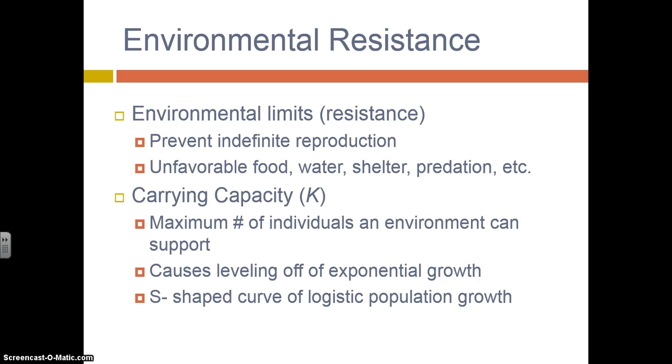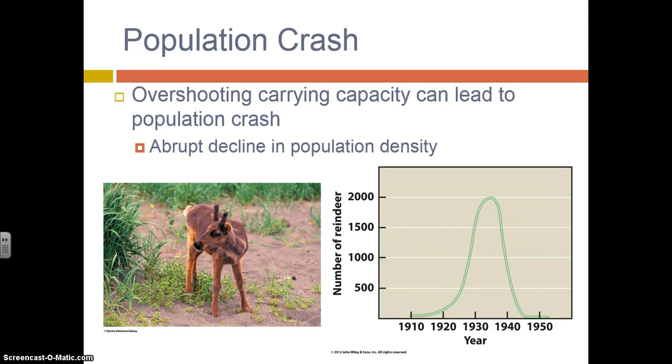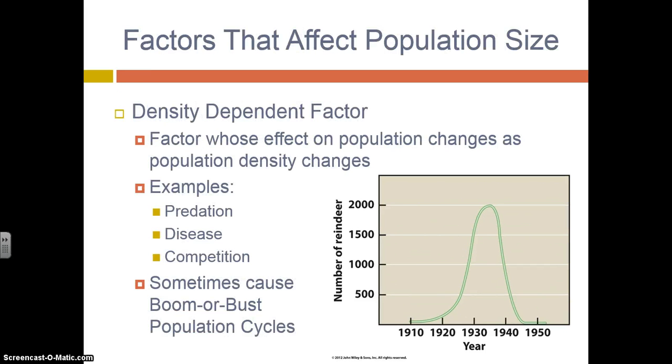So we've talked about carrying capacity before. Now we need to talk about environmental limits. And these are things that limit population size. You have density dependent and density independent factors. So density dependent factors are those things that the greater the density of organisms within an area, the greater the likelihood of predation, disease, and competition.